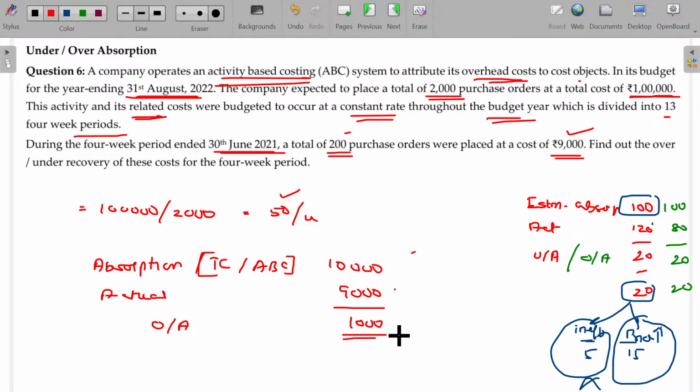Hope now you'll be able to understand. So with that, ABC costing is completely over. Clear? Make a note of it.